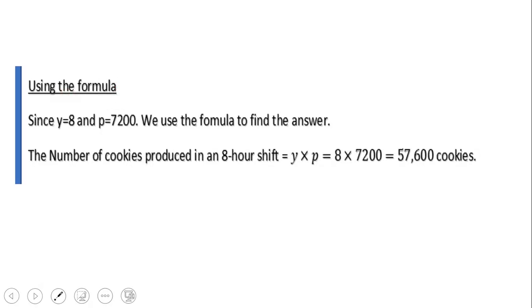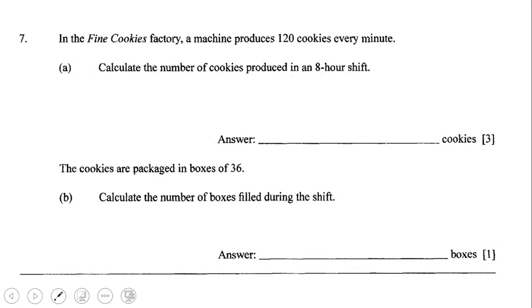Let's use the formula. Since y equals 8 and p equals 7,200, we use the formula to find the answer. The number of cookies produced in an 8-hour shift equals y times p, which equals 8 times 7,200, which equals 57,600 cookies. So the number of cookies produced in an 8-hour shift equals 57,600 cookies. That was the answer for A.